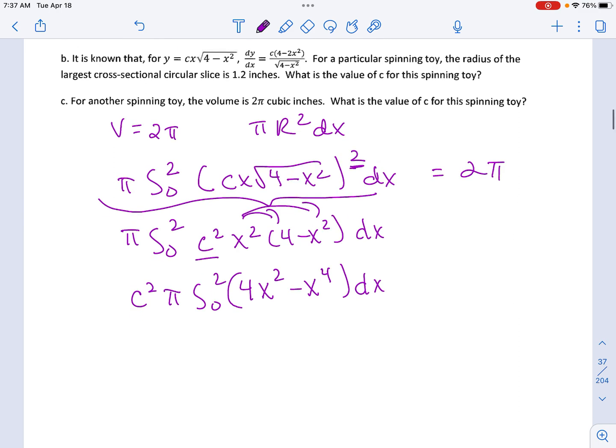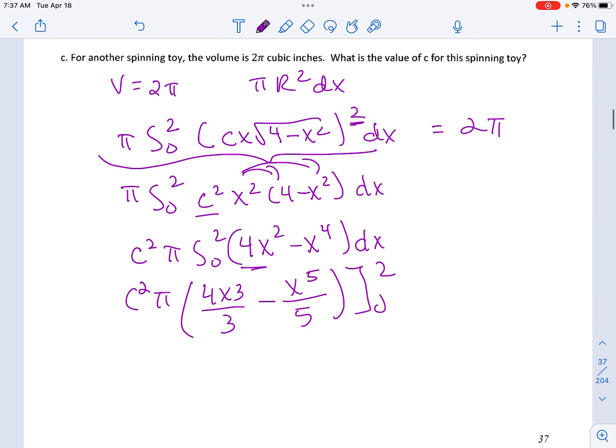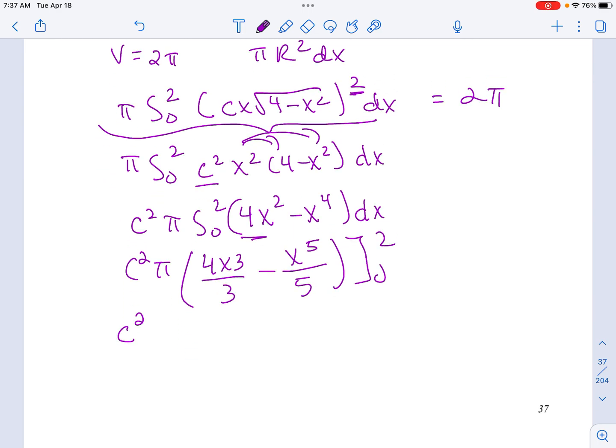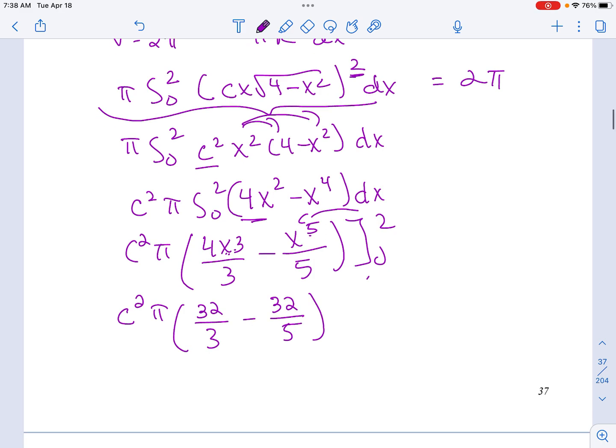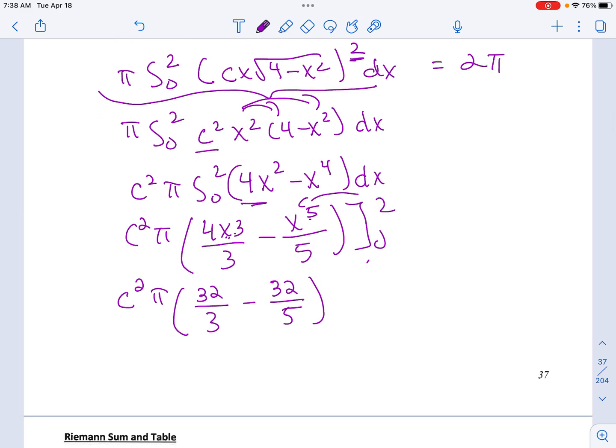So now this is just a power rule, right? Antiderivative of 4x squared would be 4x cubed over 3 minus x to the 5th over 5. And let's plug in our bounds 0 and 2. I still have this c squared pi. If I plug in 2, this is 2 cubed is 8, 32 over 3 minus here 2 to the 5th is 32 over 5, and then plugging in the 0 gives me 0. And I want to set this all equal to 2 pi.